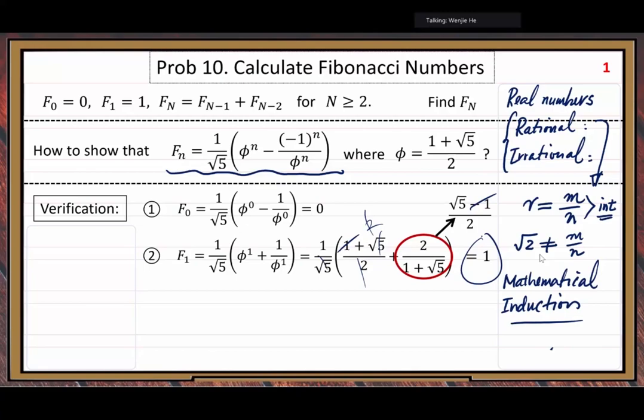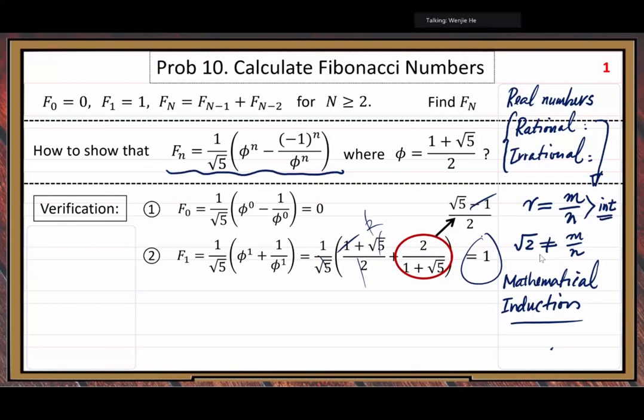For mathematical induction, these two steps are already enough. We do not need to do more verification. Why do you say it's enough? Let me ask you a question. Why, if we only verify two base cases, is it enough? Why not three? One is not enough, two is enough, but three is more than necessary.